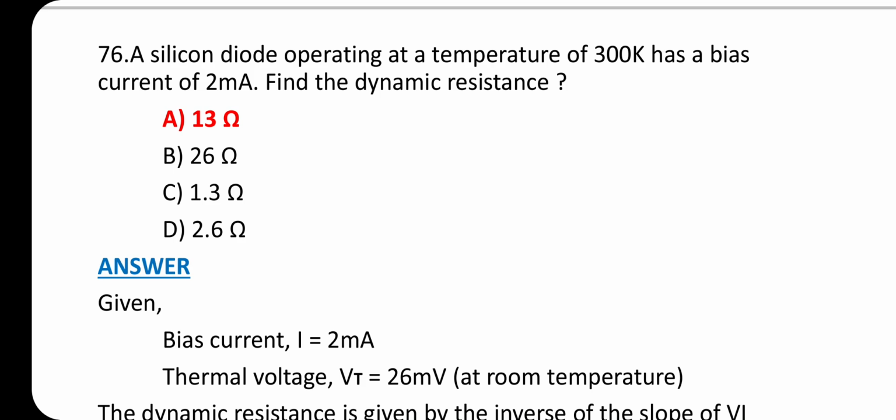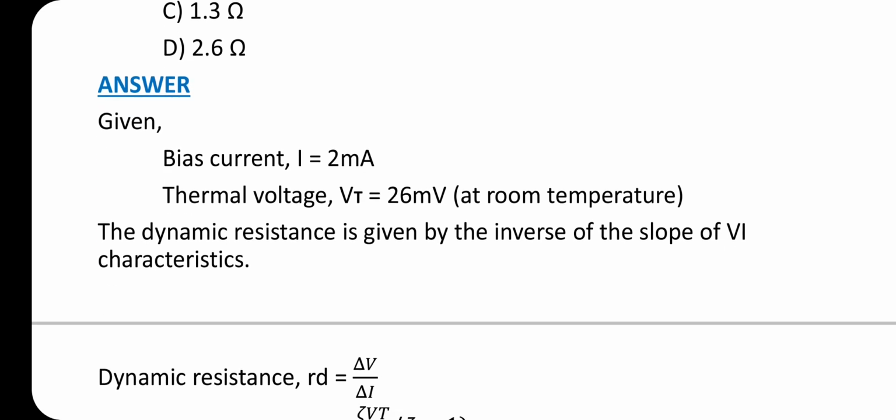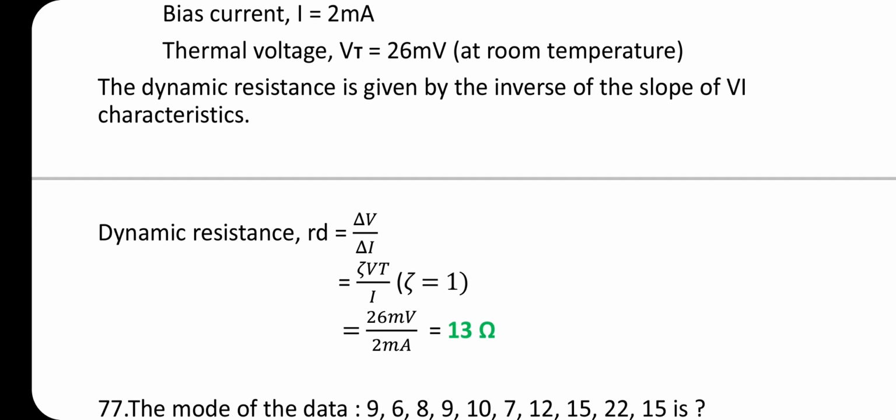The dynamic resistance is given by the inverse of the slope of VI characteristics. Here given bias current equal to 2 milliampere, thermal voltage Vt equal to 26 millivolt at room temperature. The dynamic resistance is given by the inverse of the slope of VI characteristics.